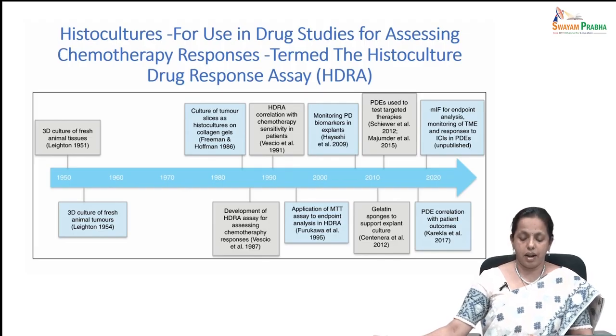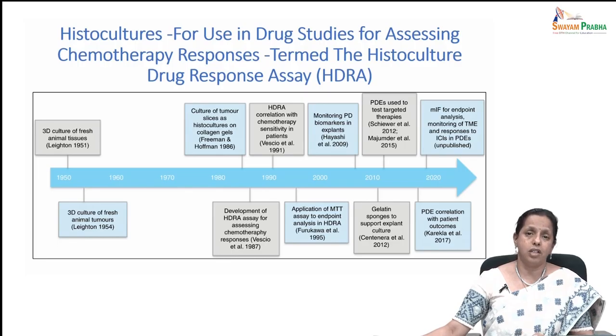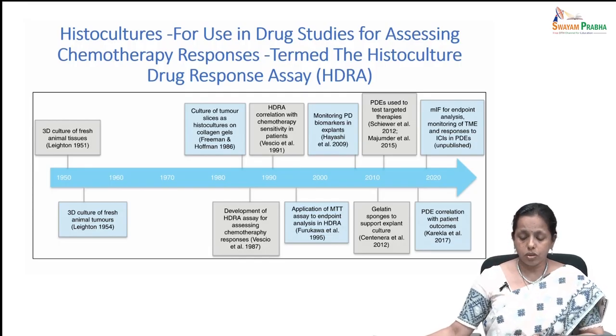assay for endpoint analysis. What we commonly use here are gelatin sponges to support this explant culture. They are nothing but dental sponges which are inserted in the medium of choice, and along with the supplements or the medium requirements, the tissues are implanted here. Then after a few more days of allowing the explants to establish, they are treated with the drugs. This particular group has used it to test targeted therapeutics, and the PDA correlation with the patient outcomes can also be analyzed here.